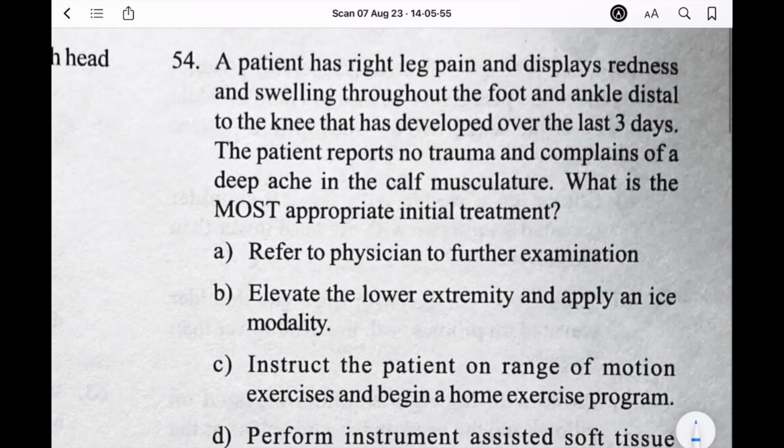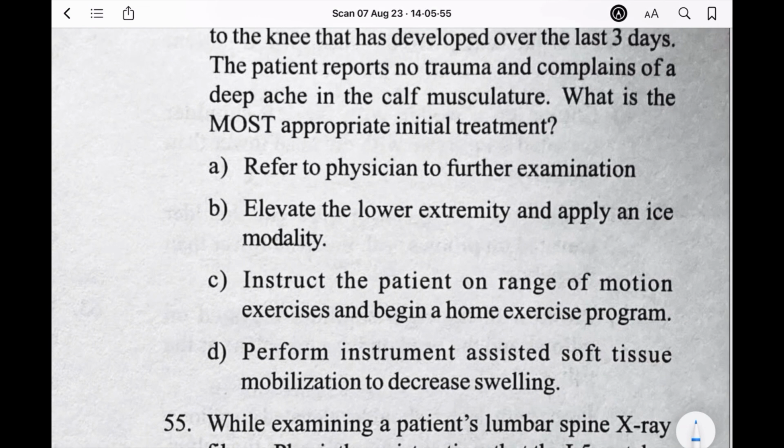Question number 54. A patient has right leg pain and displays redness and swelling throughout the foot and ankle distal to the knee that has developed over the last 3 days. The patient reports no trauma and complains of a deep ache in the calf musculature. What is the most appropriate initial treatment?